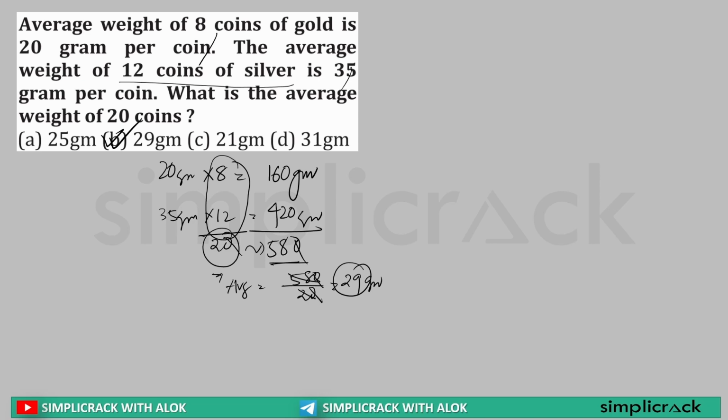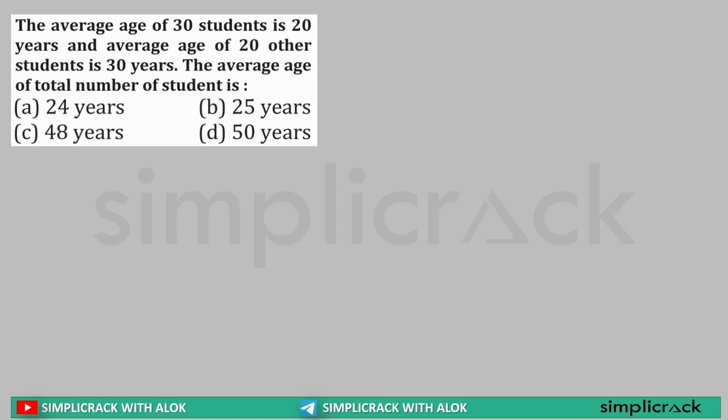You just need to understand the instructions given and need to bifurcate it. Okay? Sir, the average age of 30 students is 20 years. It is saying 30 students are there. Each is 20 years. So the total age is 30 into 20, that is equal to 600. Now, average age of 20 other students. 20 other students, average age is 30 years. So total age is 20 into 30, which is also equal to 600.